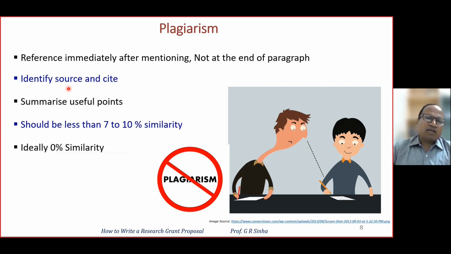Identify the source from wherever you are highlighting something and cite it. This actually acknowledges and gives the record and regards to the contributor from where you are citing or quoting the content. Summarized useful points should be less than 7 to 10% similarity. I'm just saying that it must be less than 7 to 10%. But I believe that when you write in your own words, similarity comes to almost 0%. Ideally, 0% similarity is expected.